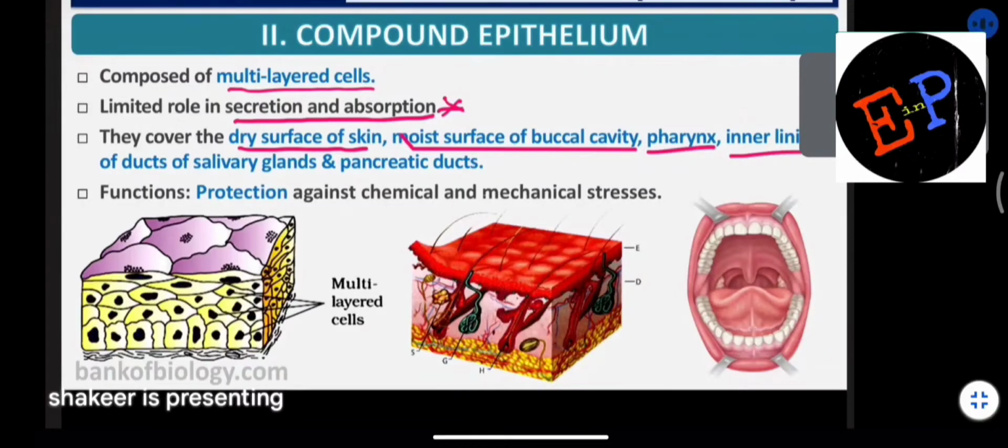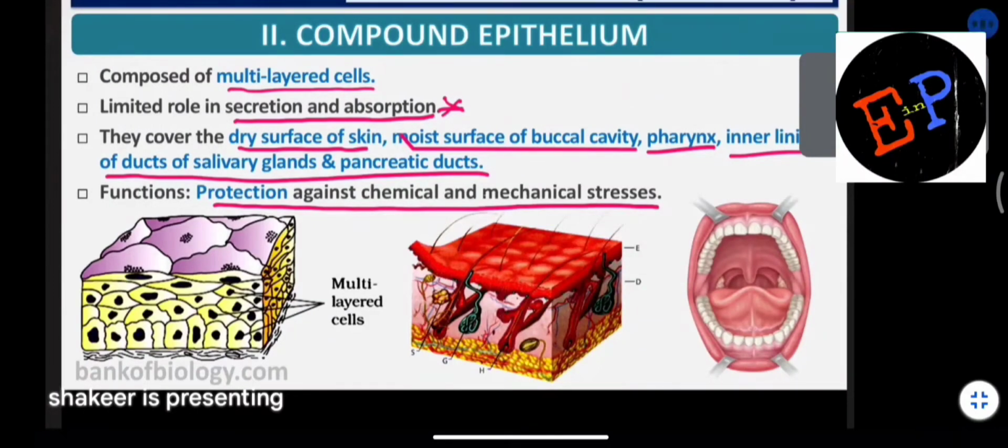Also the inner lining of ducts of salivary glands and pancreatic ducts. So the inner lining of the ducts of salivary glands and the pancreatic ducts, you will find compound epithelium. Inner layers we are discussing are made up of compound epithelium. What is the function? Protection against chemical and mechanical stresses. This is the function of compound epithelium.